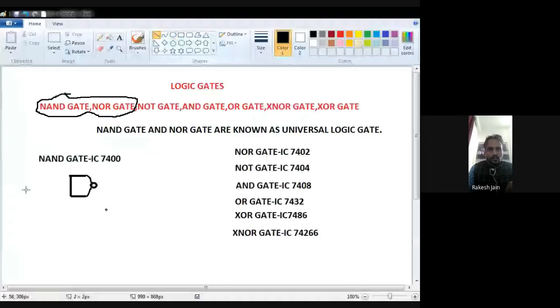Now we discuss the basic symbols of different logic gates. One by one we see the details of the different logic gates. I write it. First of all, we start with, let's suppose, the NAND gate. What is the basic symbol of a NAND gate? Now see, this is the basic symbol. Look very carefully at this one.